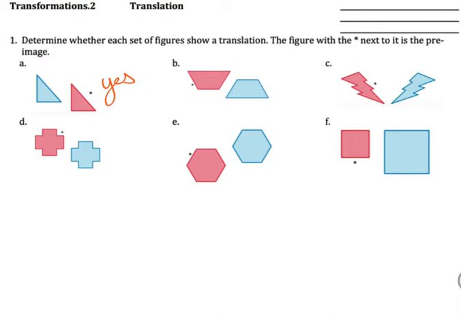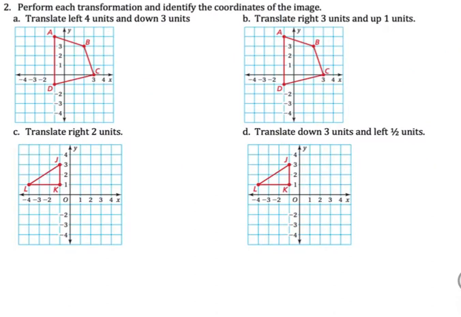Let's take a look at number 2. Perform each transformation and identify the coordinates of the image. We're going to go ahead and do one of these together. Translate left 4 units and down 3 units. So everything is going to go left 4 and down 3. Let's start with A. It goes left 4 and down 3.